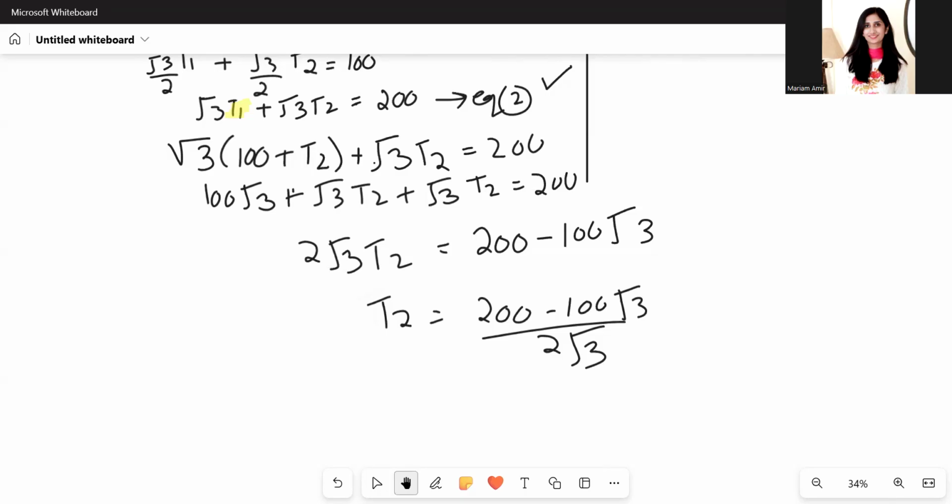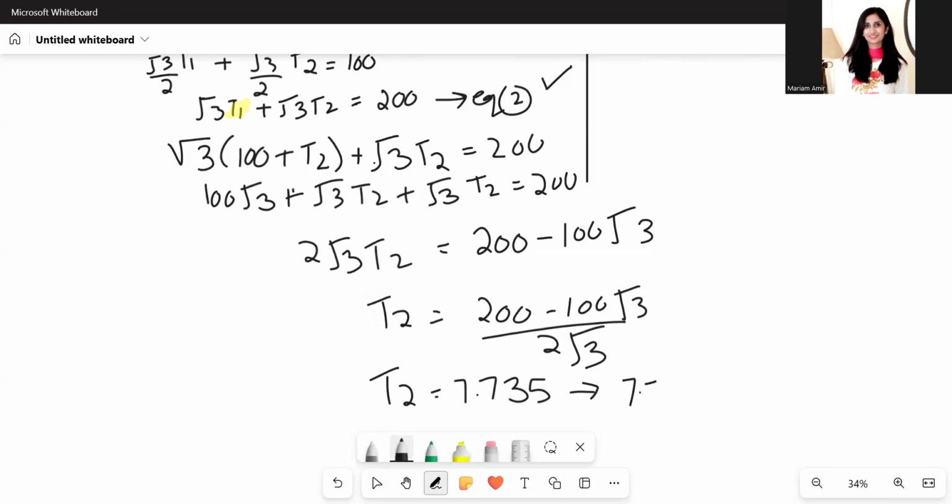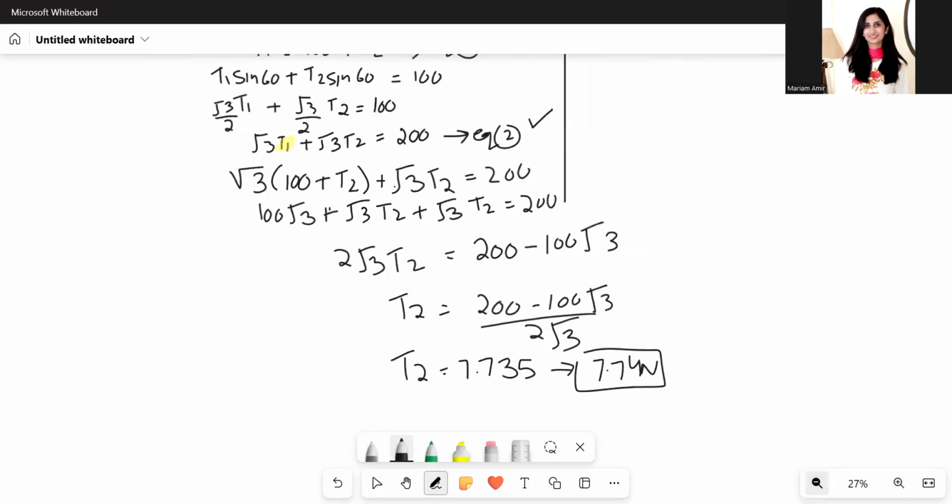Let me check the answer. Yeah, 7.735. So T2 is coming out to be 7.735, rounded to 7.74 newtons, which is the tension in the lower part of the string.